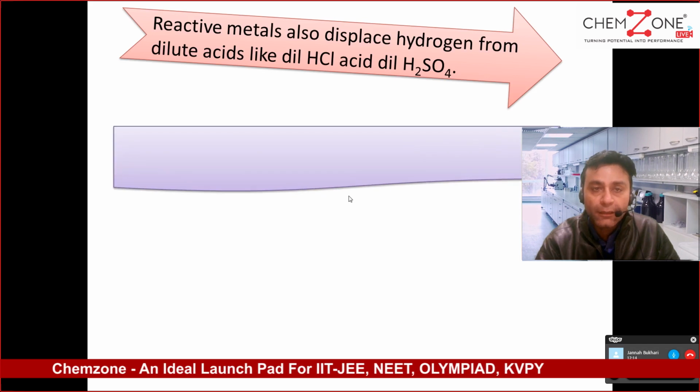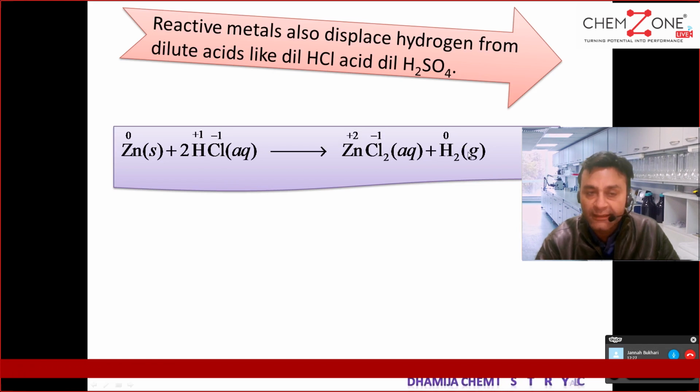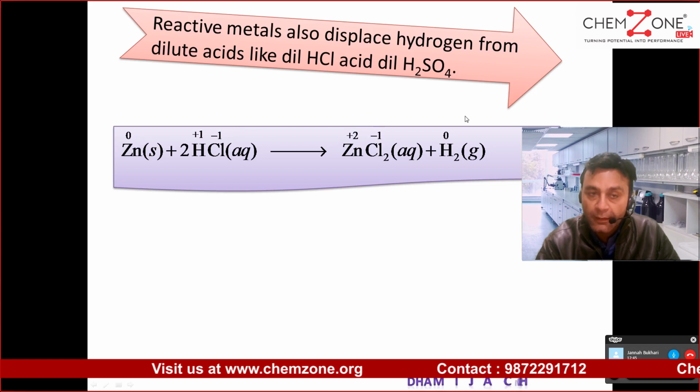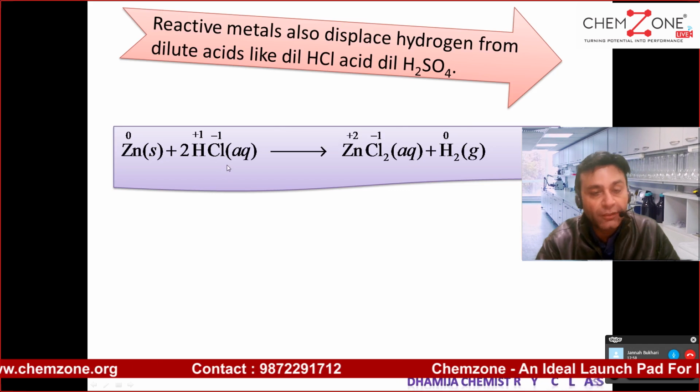Now, a less reactive element like zinc reacts with HCl and displaces hydrogen and produces hydrogen gas. You can see removal of an electronegative element is also called reduction. Last time I discussed it. So zinc 0 to +2 means zinc is undergoing oxidation, and hydrogen +1 to 0 means reduction. It means zinc acts like a reducing agent and HCl acts like an oxidizing agent for the zinc.